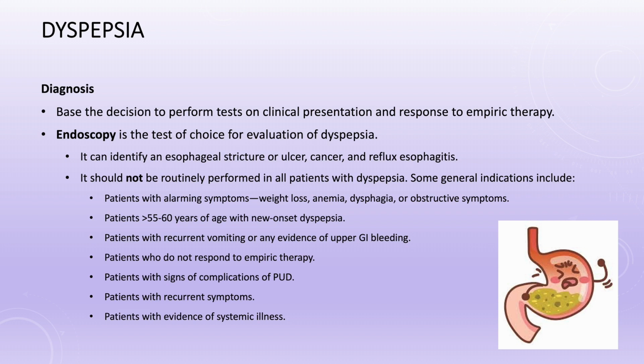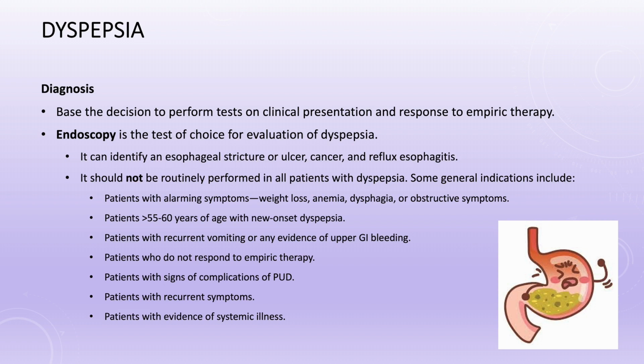Other things: recurrent vomiting, evidence of GI bleeding, especially if it's upper GI, so hematemesis, the coffee ground emesis, or even melena. Those are signs of upper GI bleeding that you'd want to investigate further with endoscopy. Let's see, patients who don't respond to empiric therapy. Nowadays we have some pretty good therapy. PPIs are widely used, over the counter and prescription. Patients that you place on these medications that don't get better, that should make you want to look to see what else it could be, because they generally tend to respond pretty well.